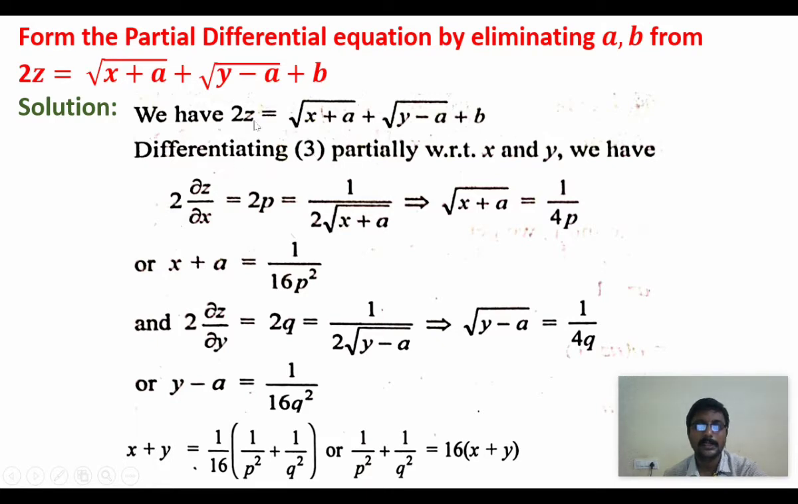Z constant derivative is given by ∂z/∂x, but ∂z/∂x means p. The derivative of root of x plus a is 1 by 2 root of x plus a, and the derivative of x plus a is 1, x derivative is 1, a derivative is 0. So clearly, on cross multiplying, we will have root of x plus a is 1 by 4p.